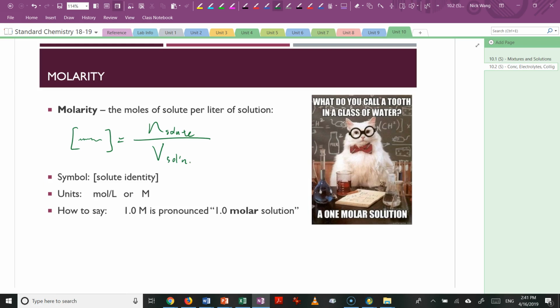Some of you might be wondering why I'm making so much effort to pay attention to solute versus solution, because that is different than if you talked about the concentration of your solvent, or alternatively, dividing by the volume of solvent. This one's specifically saying solute and solution. So be careful as you read through these problems that you identify what your solute and your solution are.